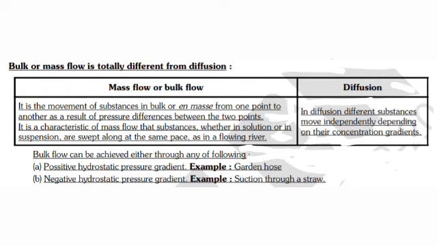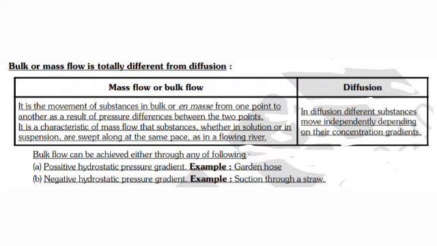Bulk or mass flow is totally different from diffusion. Mass flow or bulk flow is the movement of substances in bulk or mass from one point to another point as a result of pressure differences between the two points. It is a characteristic of mass flow that substances, whether in solution or in suspension, are swept along at the same pace as in a flowing river.